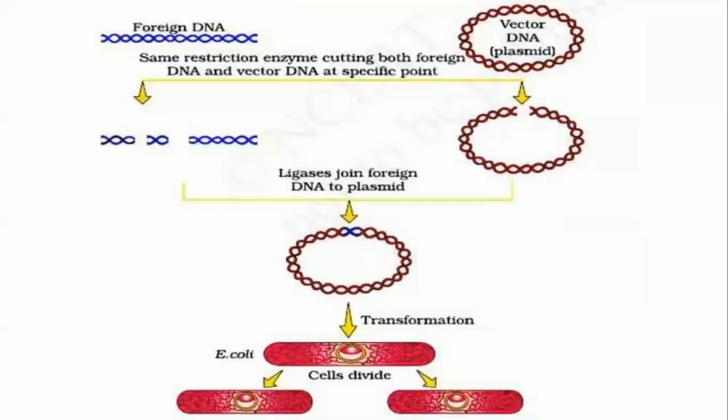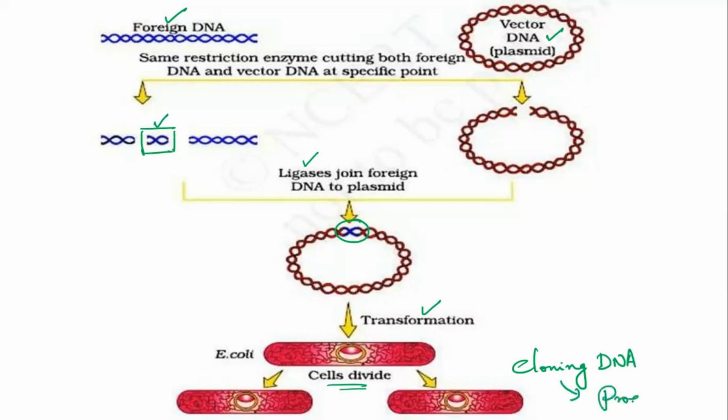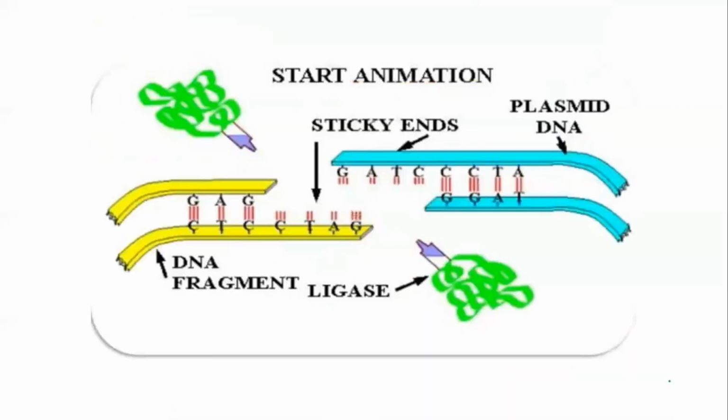Now, moving to the next part. This is similar. Here we have the foreign DNA and the restriction enzyme cleaving. We take the particular gene of interest and insert it into the vector DNA or plasmid at a particular site, which is done by the ligase enzyme. Then in transformation, E. coli receives the recombinant DNA and the cells divide. That means cloning of the DNA happens, and finally we produce the desired product.